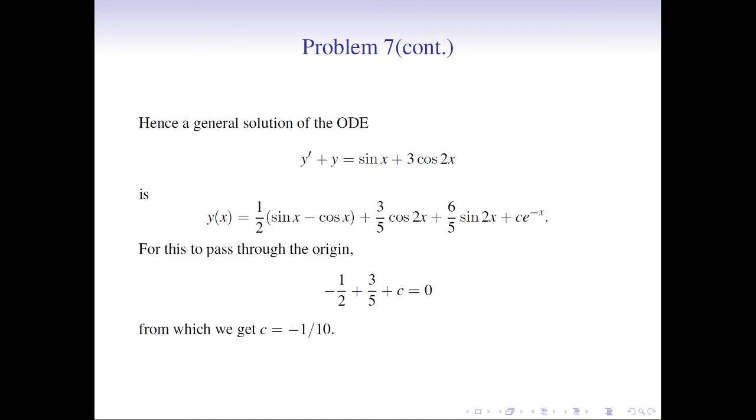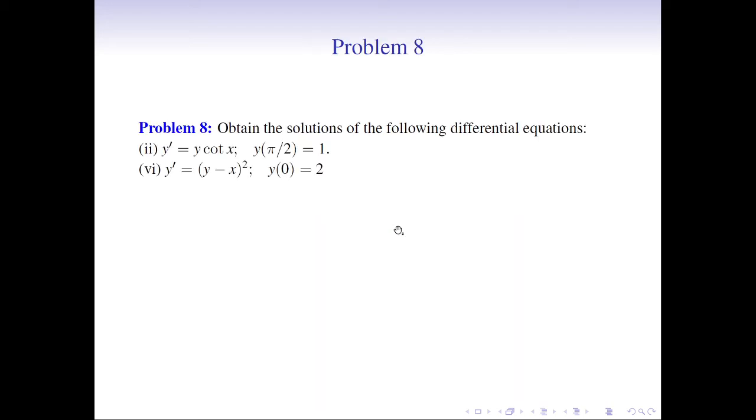Now let's move on to the last problem of the day. Problem 8. In this case we have to obtain the solutions of the following differential equations: y prime equal to y cot x, where y of pi by 2 is equal to 1, and the next one, y prime equal to y minus x whole square, where y of 0 is equal to 2. So we look at the second part first.